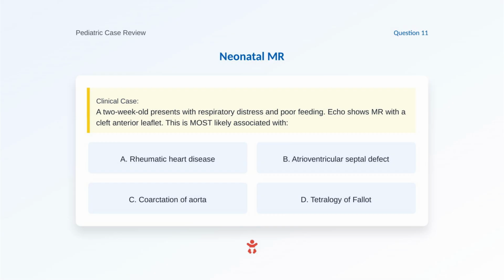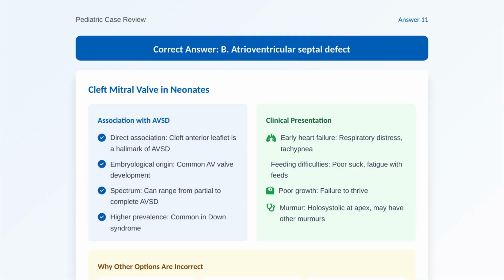Consider the significance of a cleft anterior mitral leaflet in a neonate, in which congenital heart defects are commonly associated with this specific anatomical finding. Also consider the age of presentation and how this might help differentiate between various etiologies of mitral regurgitation in infants. The correct answer is B, atrioventricular septal defect.